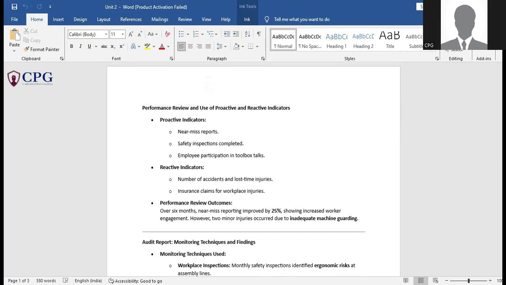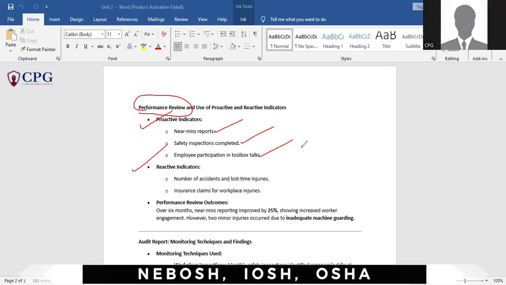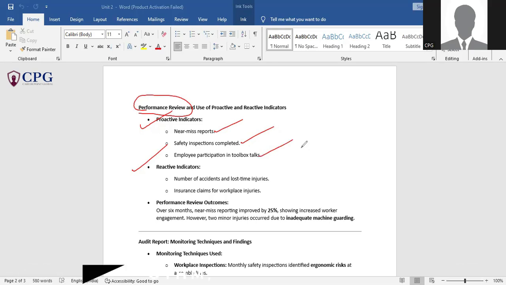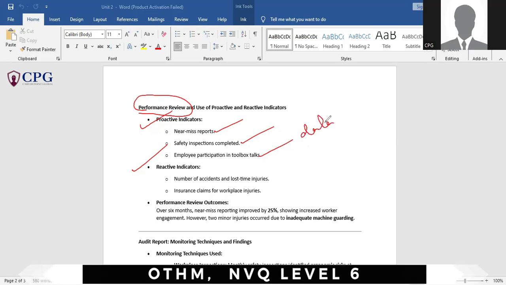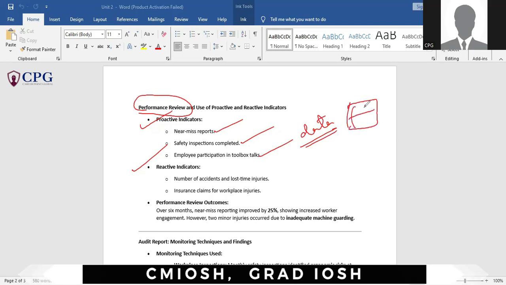For the performance review, how would you identify it? You'll be using proactive indicators and reactive indicators. Using proactive indicators means what? You'll be using those indicators before an accident has happened. So, what is the near miss report of that company? Have inspections been completed or not? Has employee participation been done or not? These are proactive indicators. You will write this in the report and show the data in the report. If you can use tabular charts, etc., that would be better.